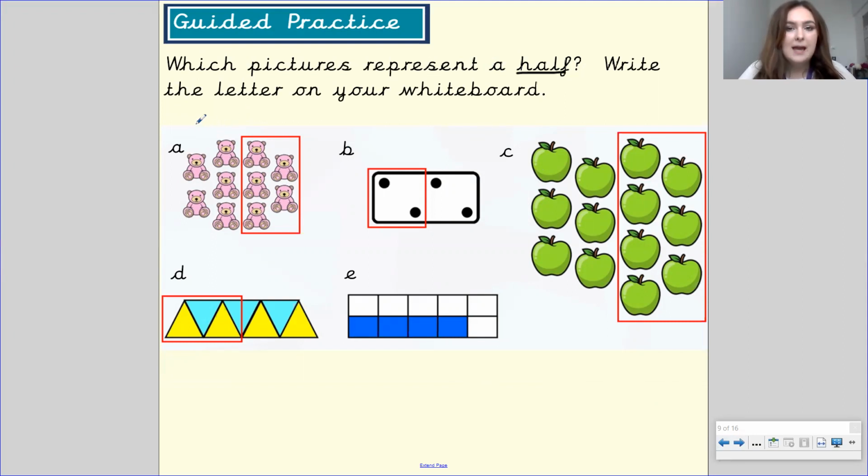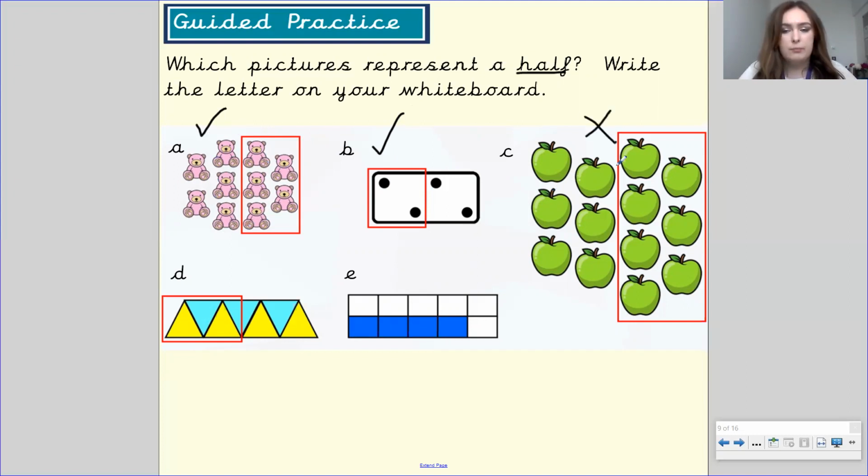Okay, so A has been split in half. It does represent a half because we can see that on this side, we've got the same amount of bears as we have got on this side here. So that is representing a half. B also represents a half because you've got the same amount of dots on this side as you do on this side.